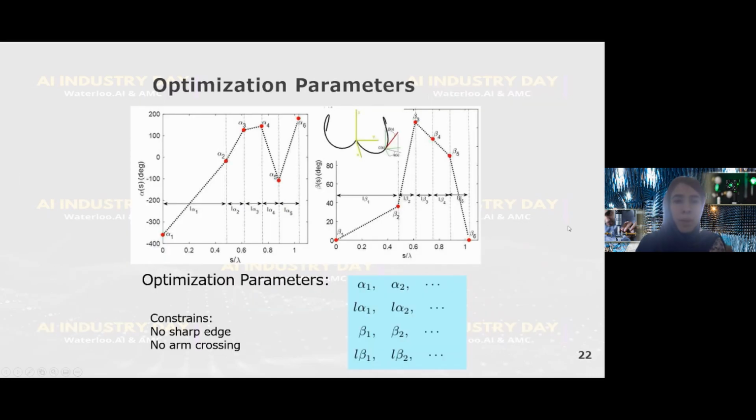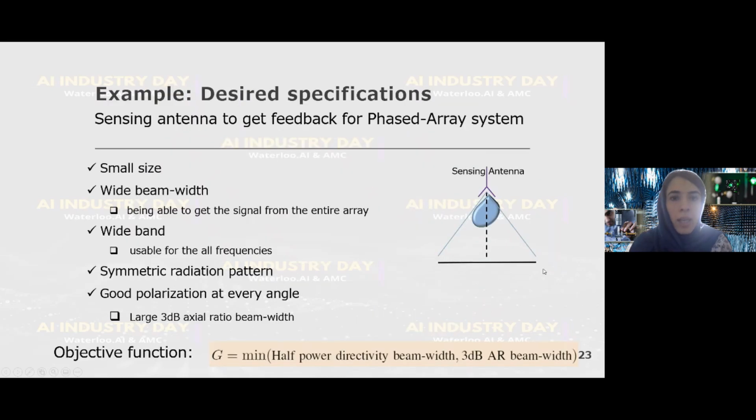So our optimization parameters are now reduced to alpha 1, alpha 2 values, the distance between these points, and the beta values. With these optimization parameters we start our algorithm. Would you please go to the next slide?